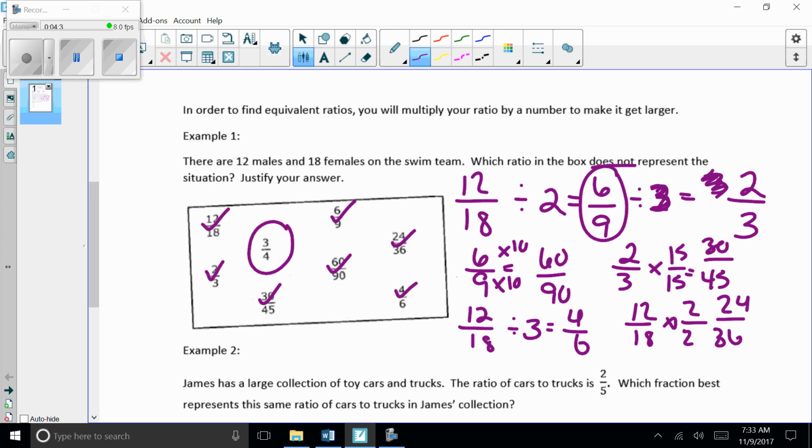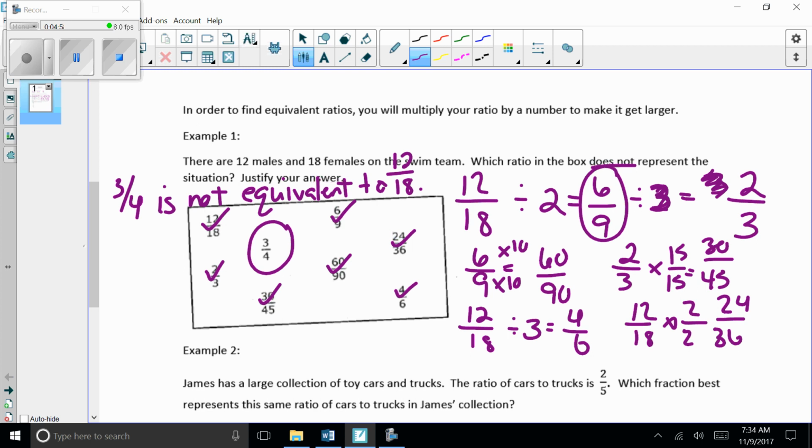So I need to justify. So I'm going to write and say 3/4 is not equivalent to 12/18. Okay, because out of all those numbers that we simplified and increased and got larger numbers, 3/4 was never one of those numbers that we could get.